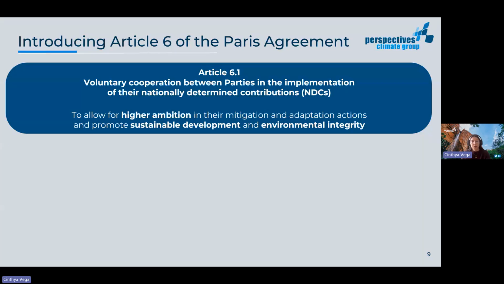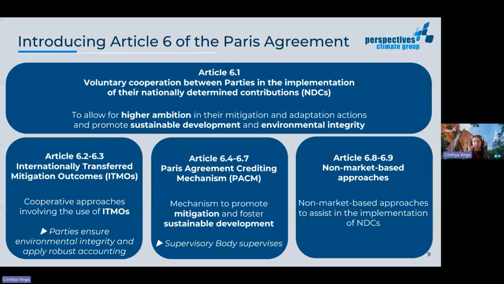So first, we have Article 6.2, and Article 6.2 sets a framework for cooperative approaches involving the use of internationally transferred mitigation outcomes. Participating countries are also responsible of ensuring environmental integrity and applying accounting in the transfer.